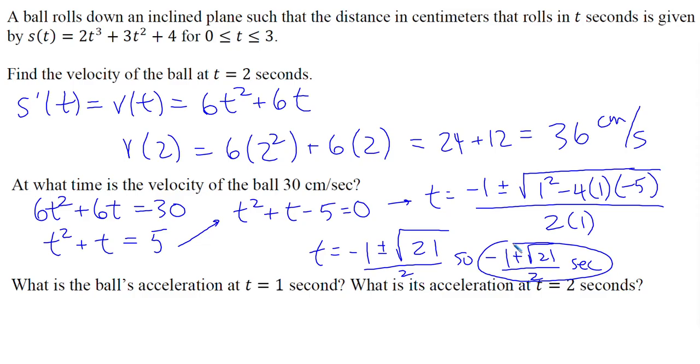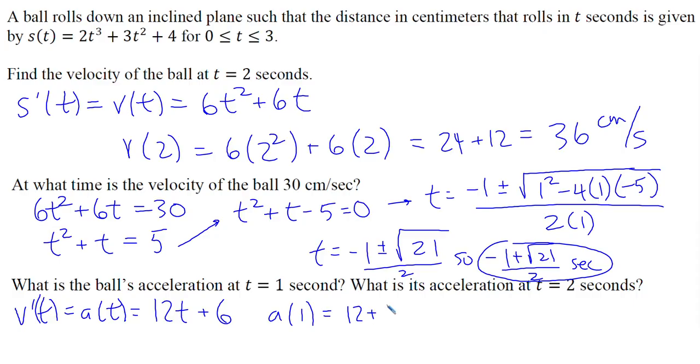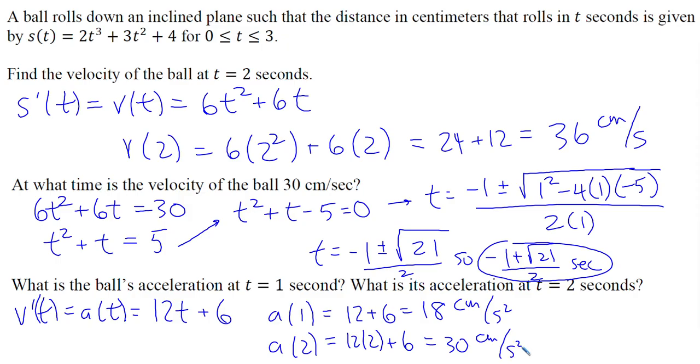And lastly, we just want to find the acceleration of this ball at a couple of different times. So we need to find v prime of t, which is our acceleration function. Well, the derivative of 6t squared is just 12t, and the derivative of 6t is 6. So we have 12t plus 6. Just evaluate a of 1, which ought to be 12 plus 6, or 18 centimeters per second squared. And to find a of 2, just evaluate that at 2, which ought to be 12 times 2 plus 6. 24 plus 6 is 30, so 30 centimeters per second squared.